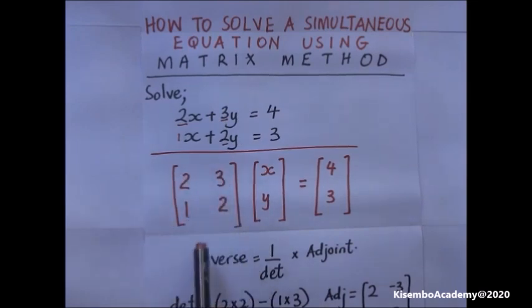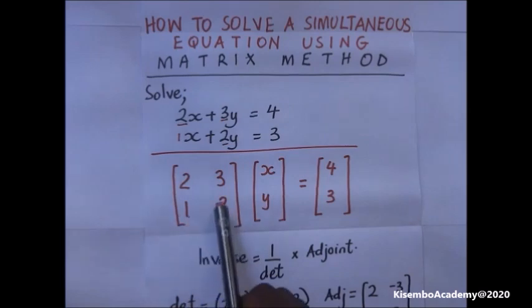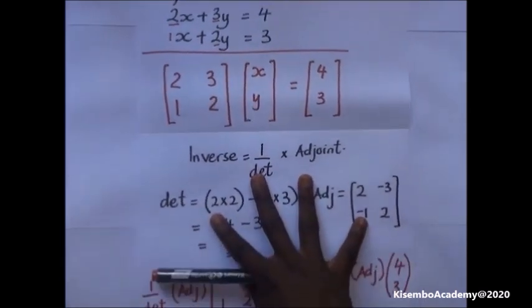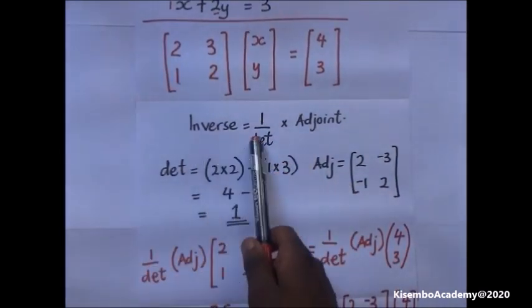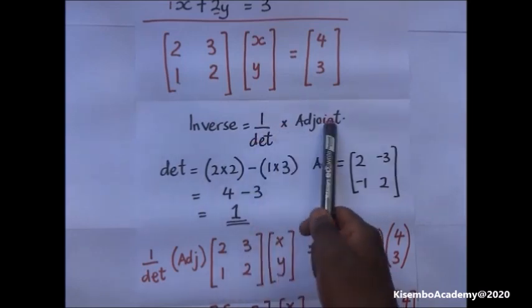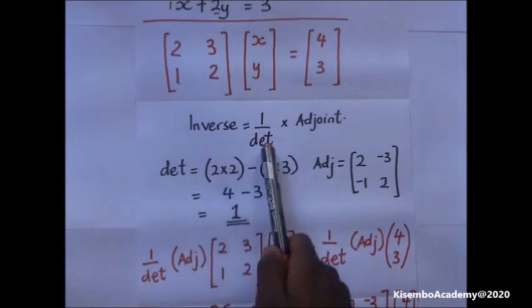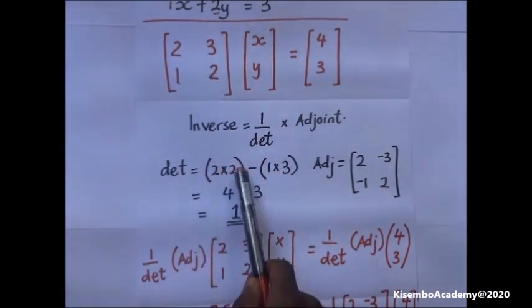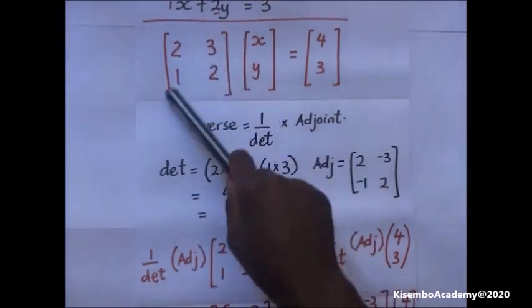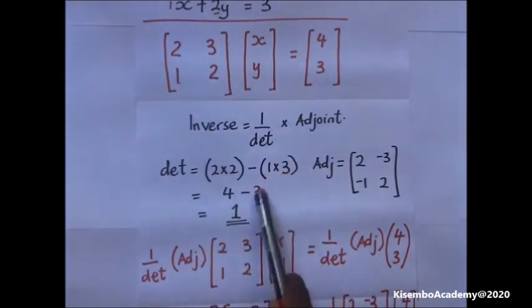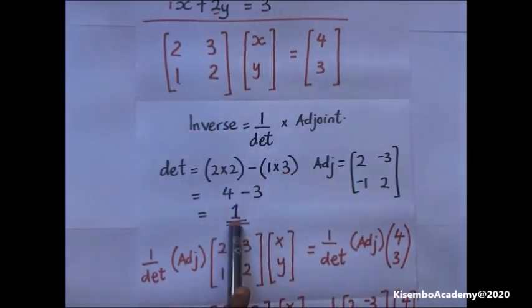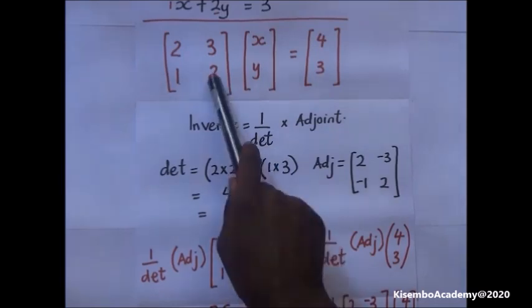In our previous videos, we explored in detail how to find the inverse of a matrix. We all know that the inverse of a matrix is equal to 1 over the determinant times the adjoint. So we first get the determinant of this matrix by taking the major diagonal, which is 2 times 2, minus the minor diagonal, which is 3 times 1, to get our determinant as 1.